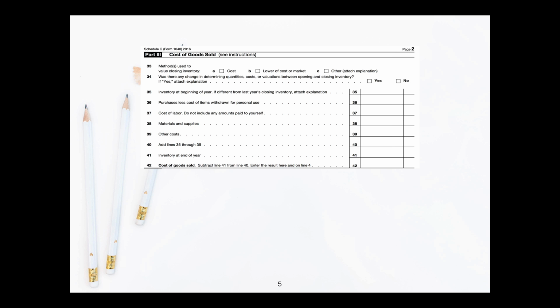Taking a look at part 3, let's go line by line through the calculation. First, we have line 35, which is beginning inventory. This should be 0 if it's your first year of business, or whatever amount you listed as ending inventory last year would just roll over to this line.